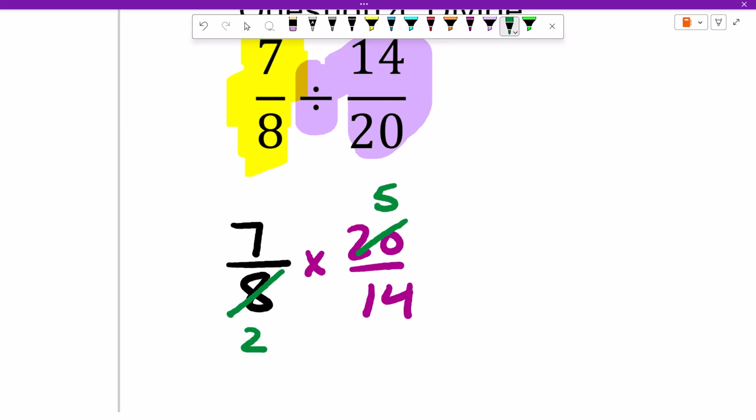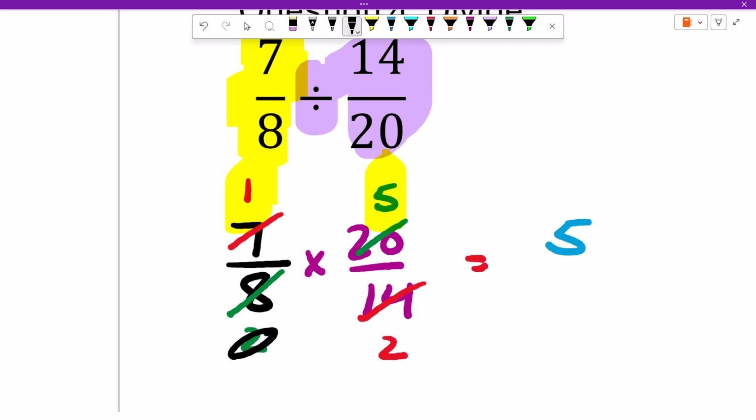Anything else? Yes, Maddie. 7 and 14 can be divided by 7. Yeah, 7 and 14 can be divided by 7. Once here, fits in twice there. Anything else? No, that's it. All right, so multiply the tops. 1 times 5 gives us our 5. And 2 times 2 gives us our 4. 5 over 4.